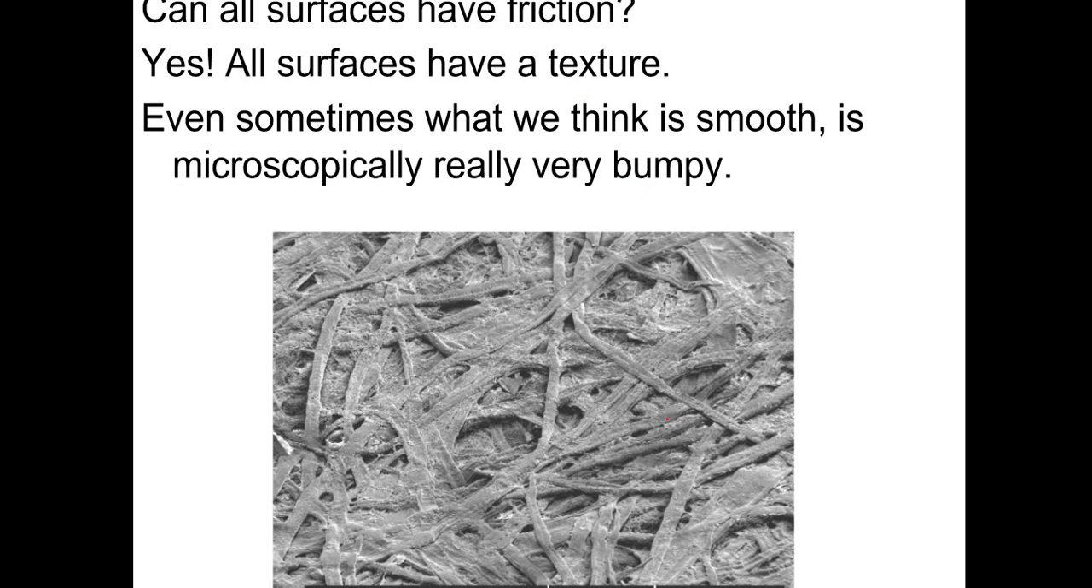And this is a microscopic picture right here. I think this is a piece of paper under a microscope. So you can see a piece of paper like notebook paper. You can feel it. It feels very smooth. You wouldn't think, oh, that's rough and it has a lot of friction. But if you put it under a microscope, you can see all the fibers that are intertwined here. So there is some amount of friction.